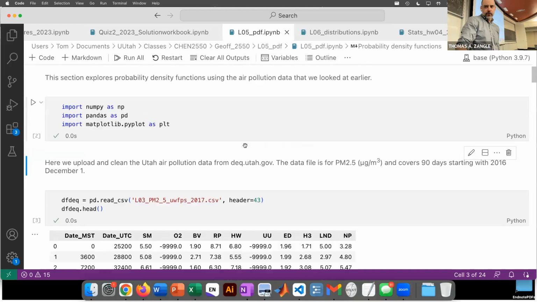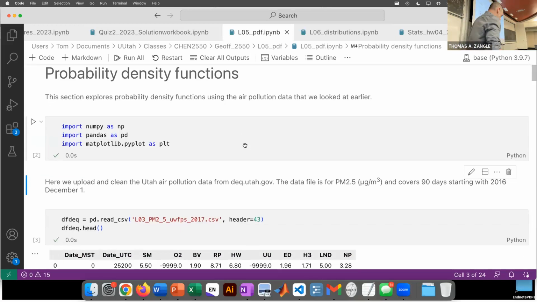So like I said, we're going to start with looking at probability density functions, and we're going to develop some more ideas about probability density functions based on an empirical data set. So we've already talked a little bit about PDFs, probability density functions, back in lecture 1, but we'll get a little bit more insight into them today. Okay, so we're going to start with this air pollution data that we looked at in the pandas lecture. It was lecture 3.